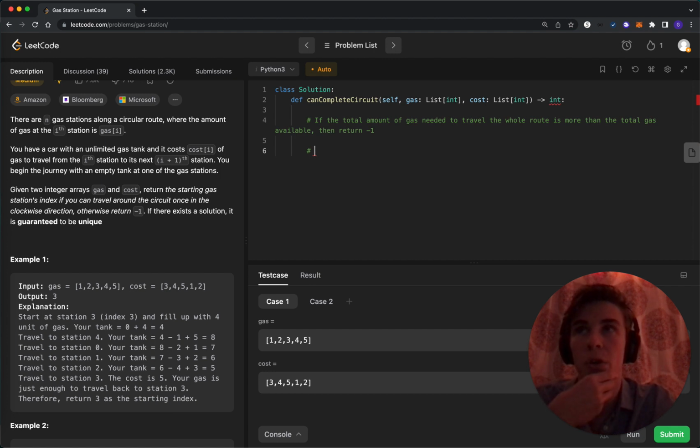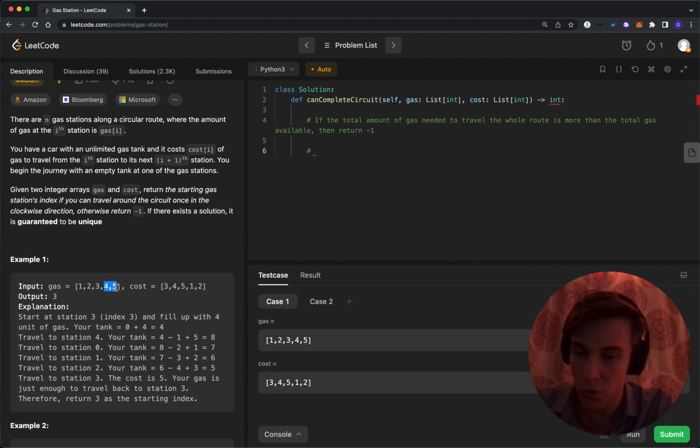And another fact is that at the starting position, I need to be able to get to the next station. So for example, a station like this just wouldn't work because I have less gas than it takes me to get to the next station. So 3 of these are immediately discarded as possible starting points.